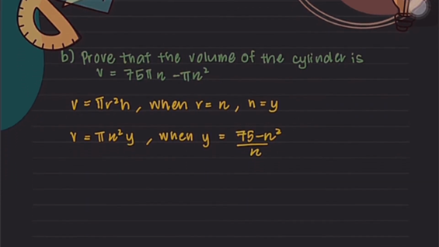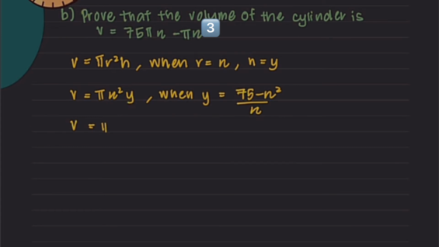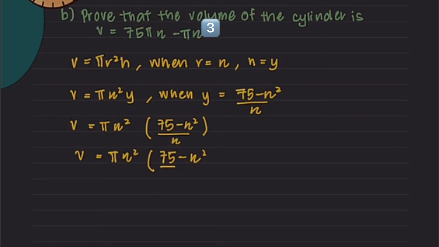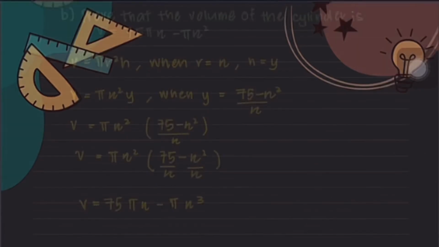So we will get v equals πx², and then you substitute the value of y from the previous question, and then we will solve it by multiplying πx² into 75 divided by x minus x² divided by x, and we will get the final answer as v equals 75πx minus πx³, just like the question stated.